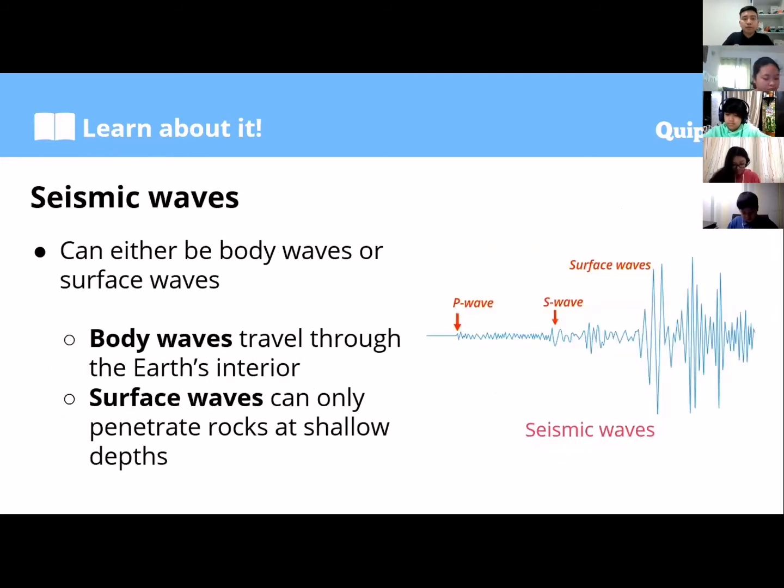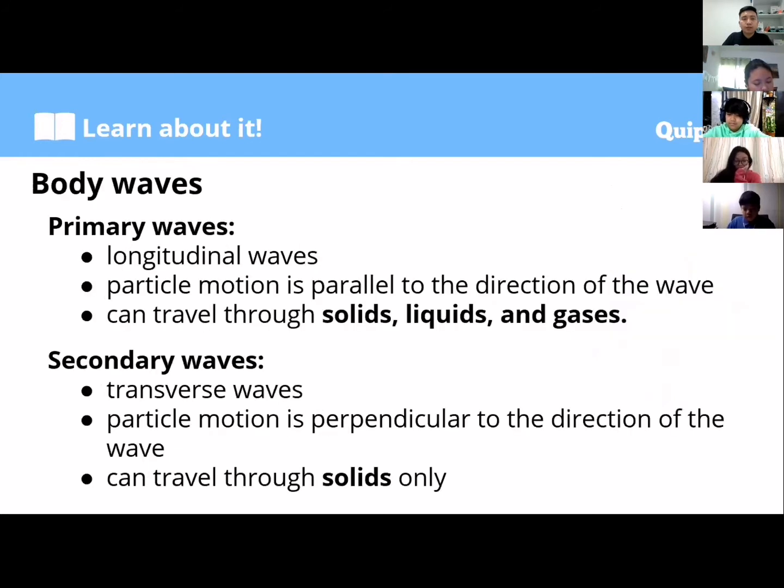So we have your seismic waves, can either be body waves or surface waves. And so we have body waves, travels through the Earth's interior, and surface waves can only penetrate rocks at shallow depths. So we can see here P waves and S waves. P waves and S waves are the body waves. Okay, makita natin in the next slides kung ano ang difference.